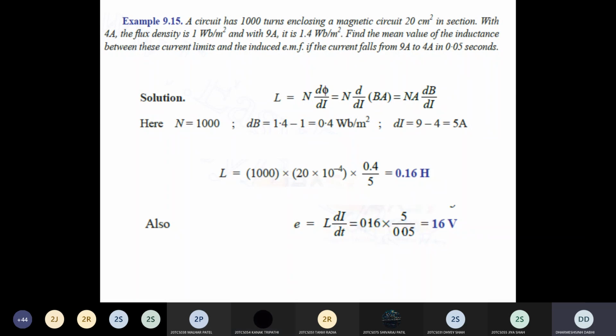Yes, sir. Any doubt in this example? Yes or no? Is there any doubt? Okay. So now let's move on to the next example.